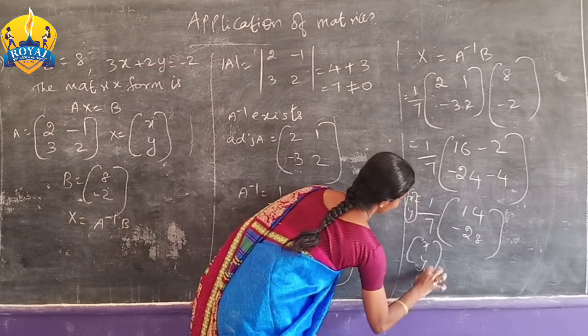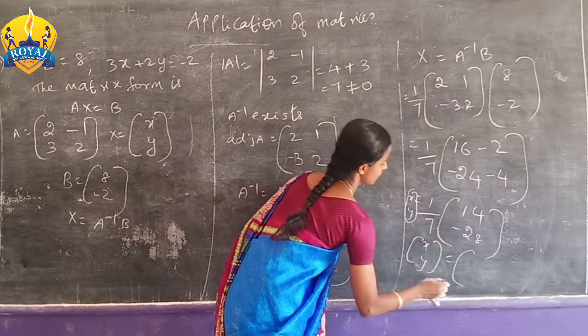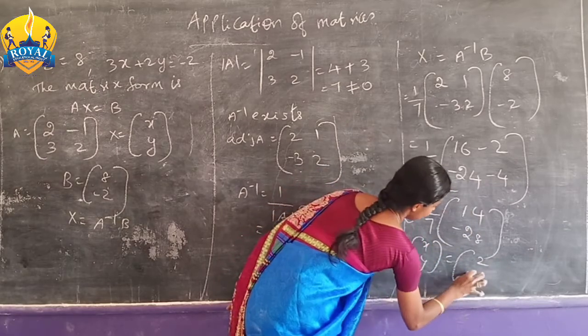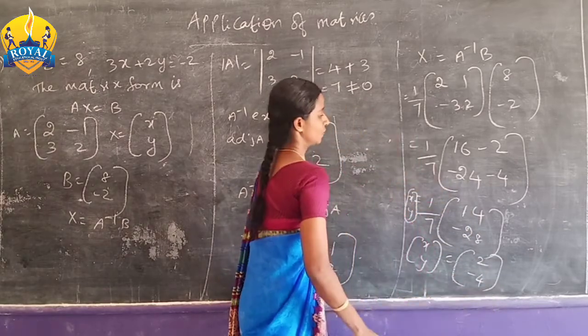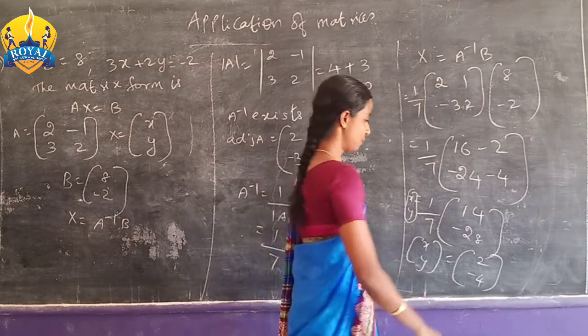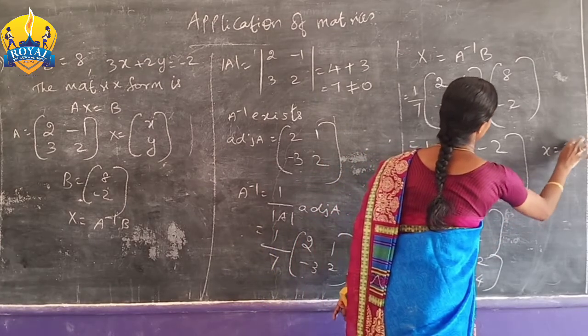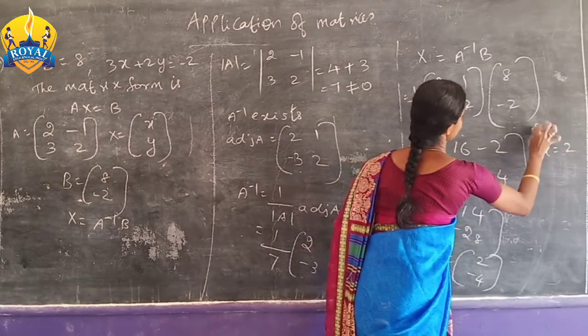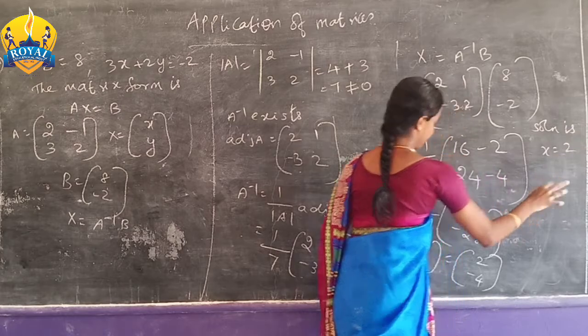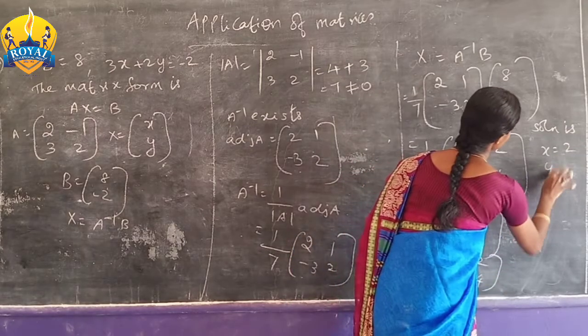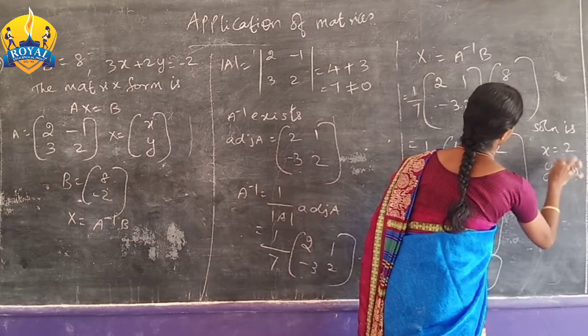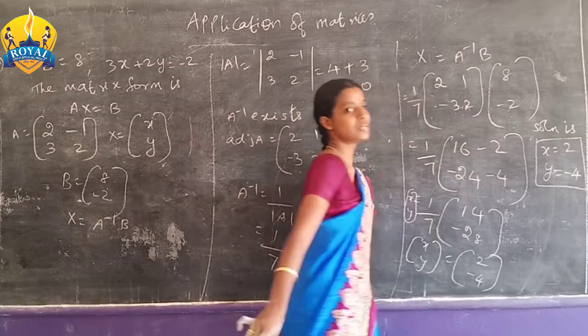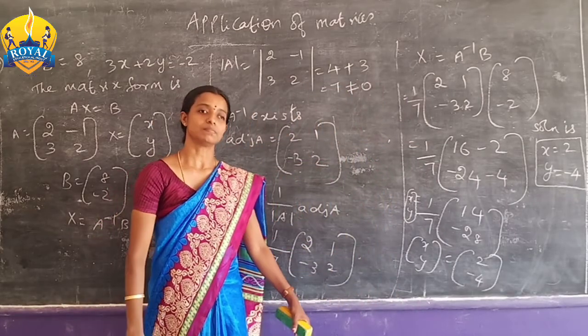Now my x is x, y. So x, y equal to, I am going to divide this. 7 2s are 14, 7 minus 4s are minus 28. So what is the solution for my problem? Value of x is equal to 2. So my solution is x is equal to 2, y equal to minus 4. This is my solution for the second problem.